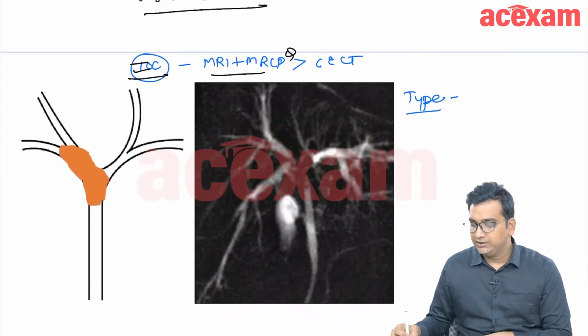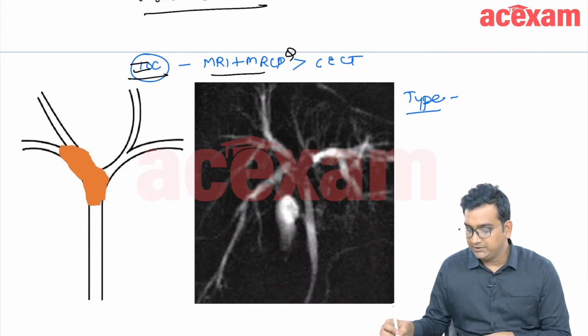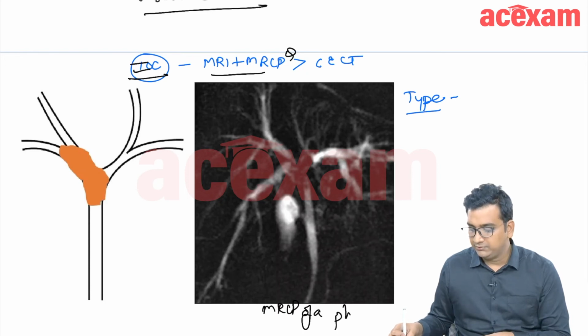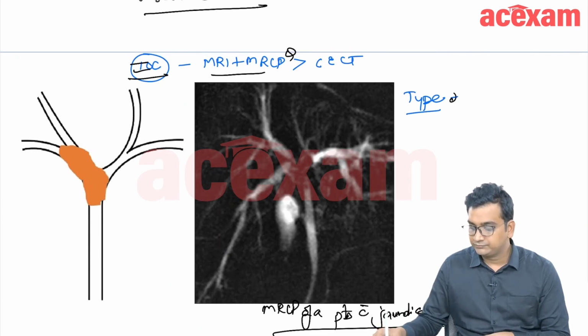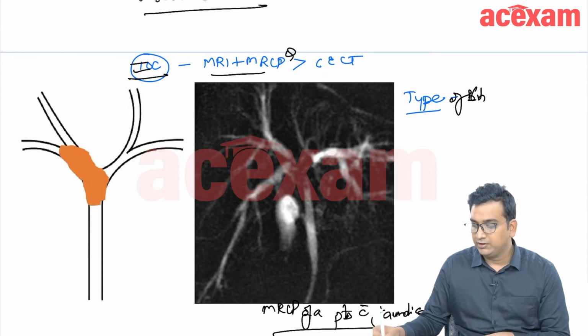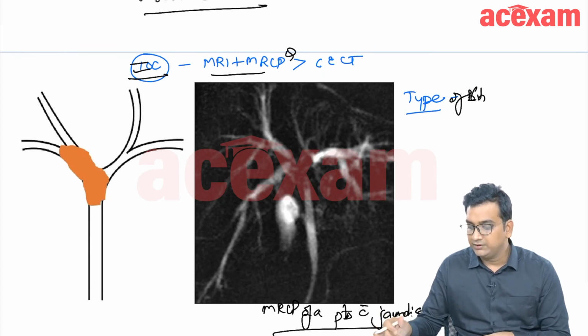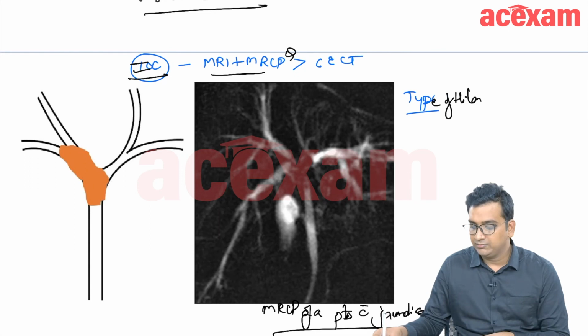Now, suppose this is a cholangiocarcinoma. This is an MRI picture. This is the MRCP of a patient with jaundice. What is the type of hilar cholangiocarcinoma? So it is simple.